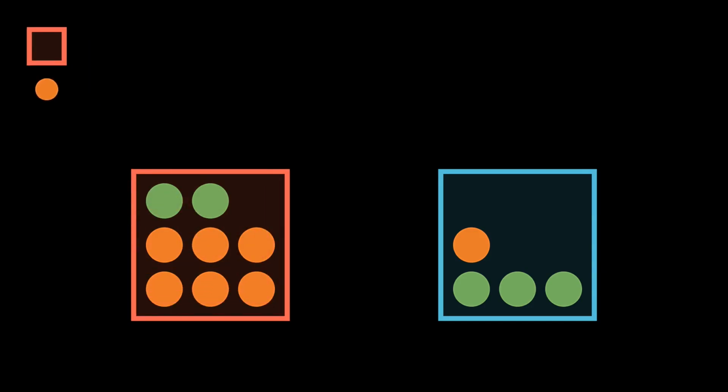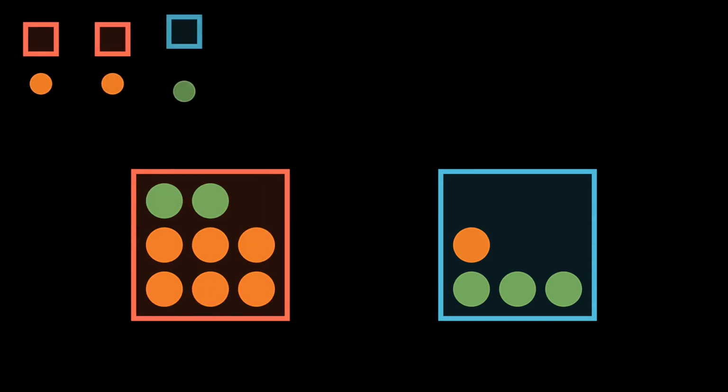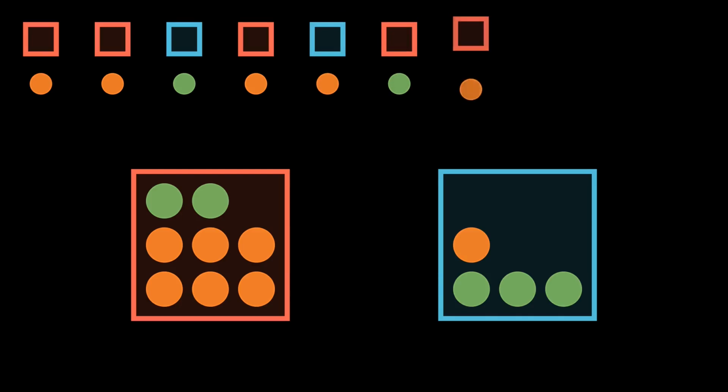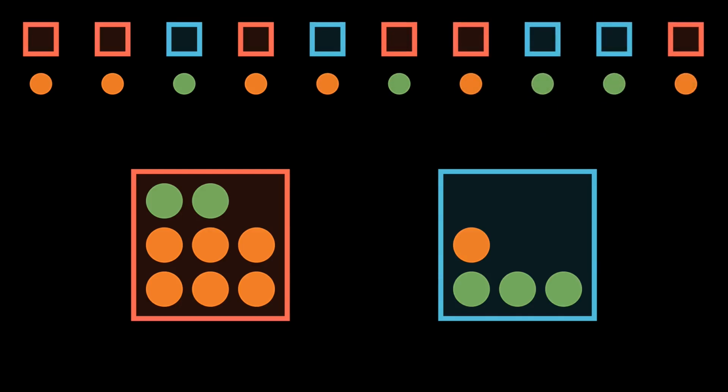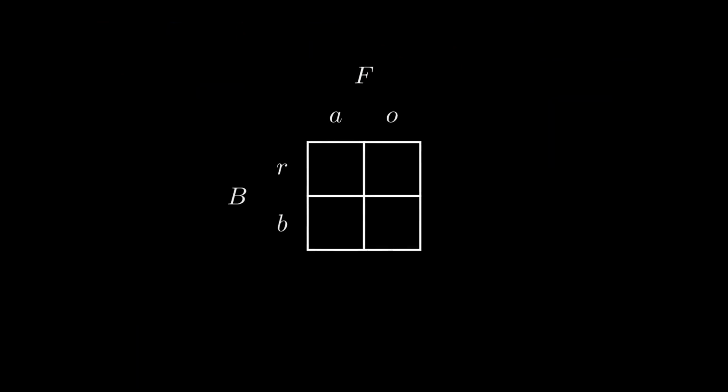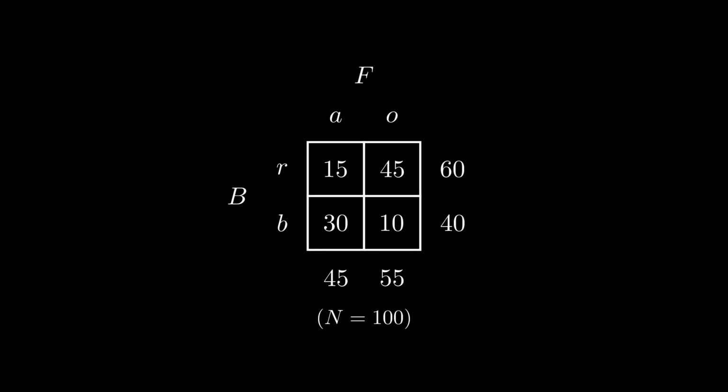Imagine that we repeatedly choose a box and then a fruit from within, recording our selections each time. After many such trials, we create a contingency table reflecting the outcomes. From 100 draws, we observe the number of apples and oranges selected from each box. The table summarizes the results of the experiment.